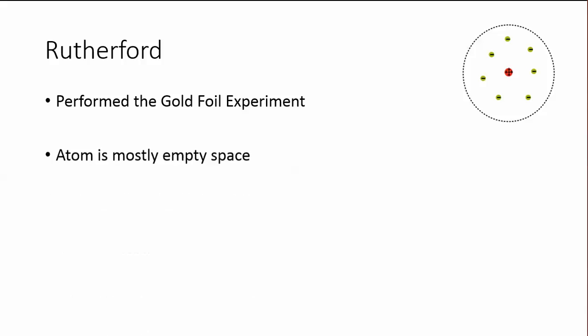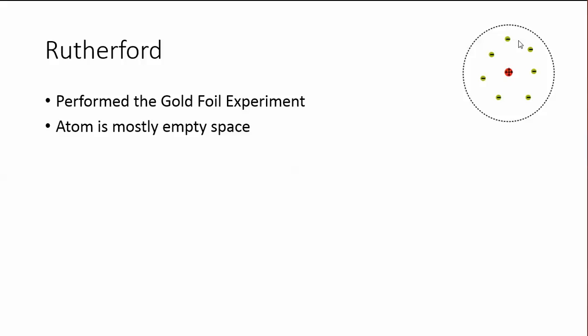Rutherford came next. He had this gold foil experiment. We did a similar experiment by shooting marbles at a wooden block to determine the shape, and Rutherford shot particles at the atom and looked at how they were deflected in order to determine the structure of the atom. And he found out that atoms were mostly empty space. We can see that here. There's a lot of empty space within our model.